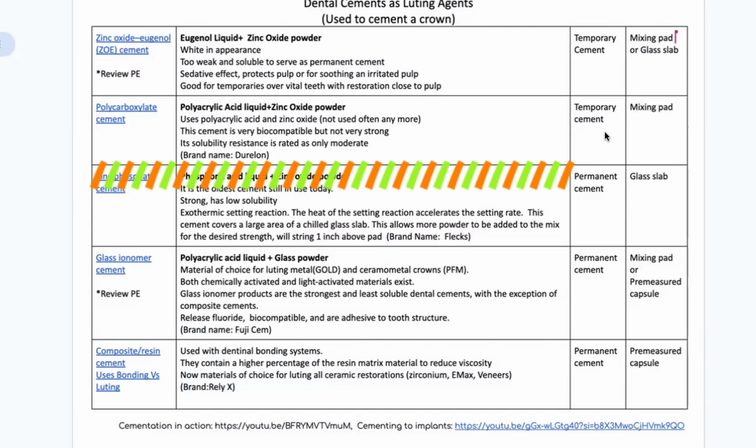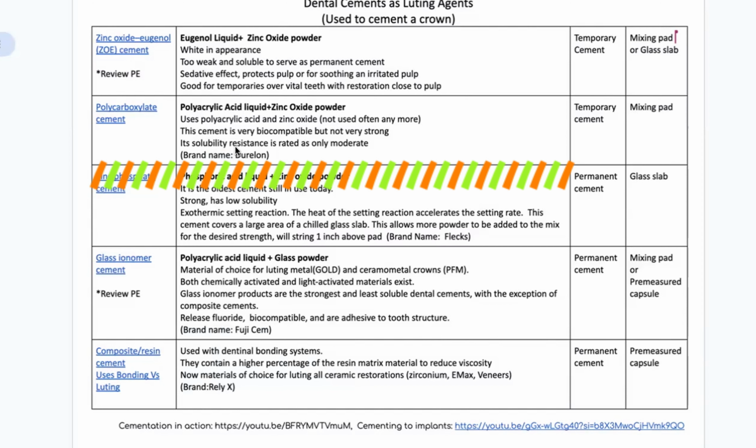It's a temporary cement. You can mix it just traditionally on a mixing pad, but it uses that polycarboxylic acid and a zinc oxide, which is not often used anymore. So we've phased this one out in dentistry, but still for boards, you have to know about it. It's very biocompatible, which means there's not a lot of allergic reactions that come along with this, right? But it's not very strong. So that's why it's probably great for 1 to 2 weeks, but then we have to transfer it out for something more permanent.